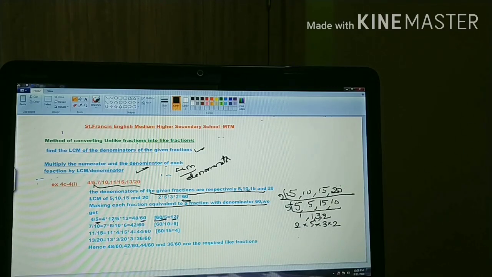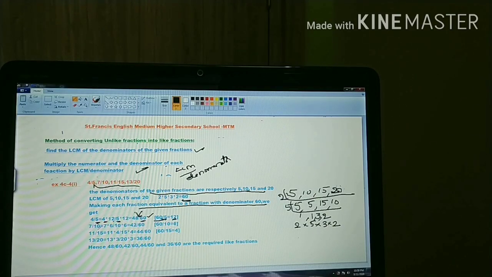With this 12 we have to multiply each numerator and denominator. 4 into 12 is 48, and 5 into 12 is 60. So we get 48 by 60. After that, the next fraction, 7 by 10.